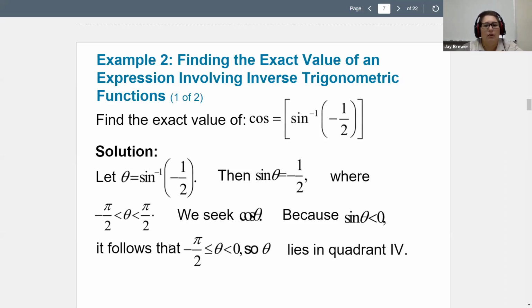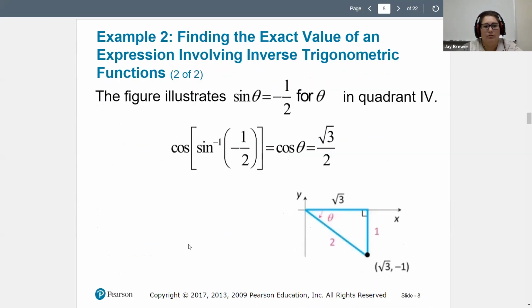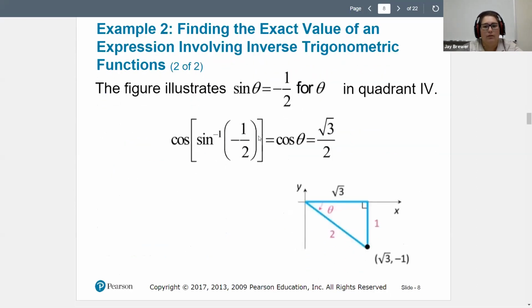All right? You have to do this every time or you just won't know where in the unit circle you're looking at. So you draw your triangle. Here's your √3 and your -1. If you figure out your missing value, you're going to end up with a 2. So if you plug everything in, you end up with cosine of theta equals the square root of 3 over 2.